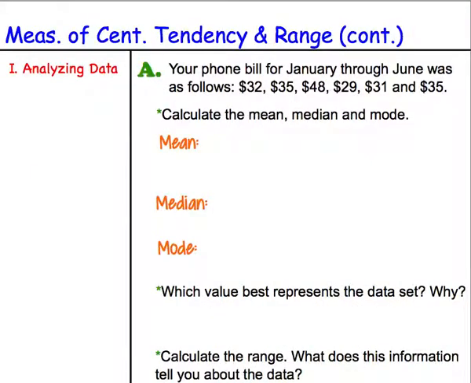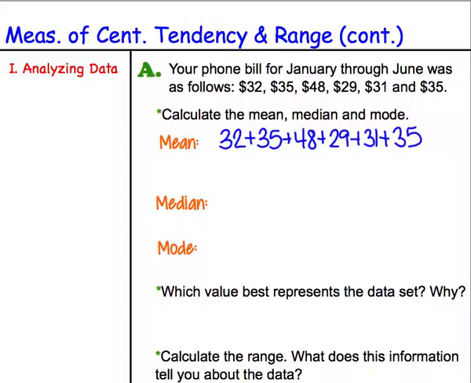We have our first example. Your phone bill for January through June was as follows: $32, $35, $48, $29, $31, and $35. So the first thing we're going to do is calculate the mean, the median, and the mode. So when we do this, if you recall, for the mean we've got to add up our values. So we've got 32 plus 35 plus 48 plus 29 plus 31 plus 35.